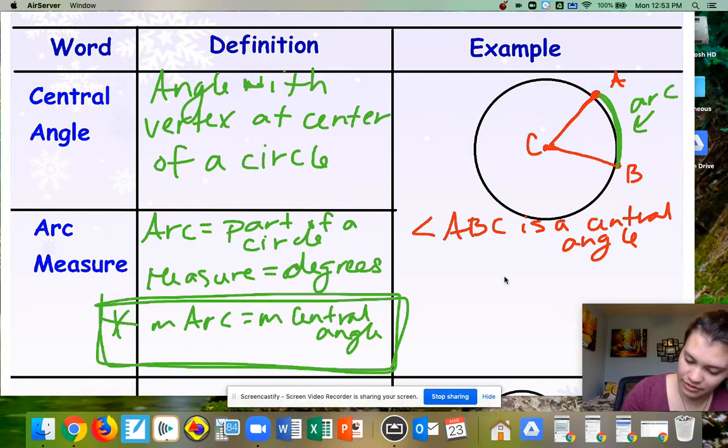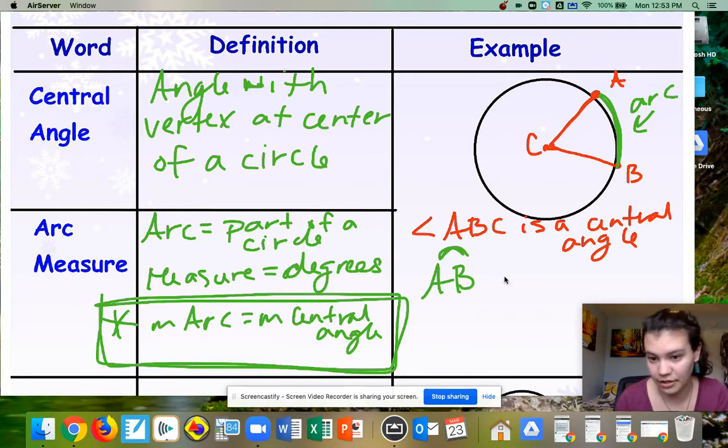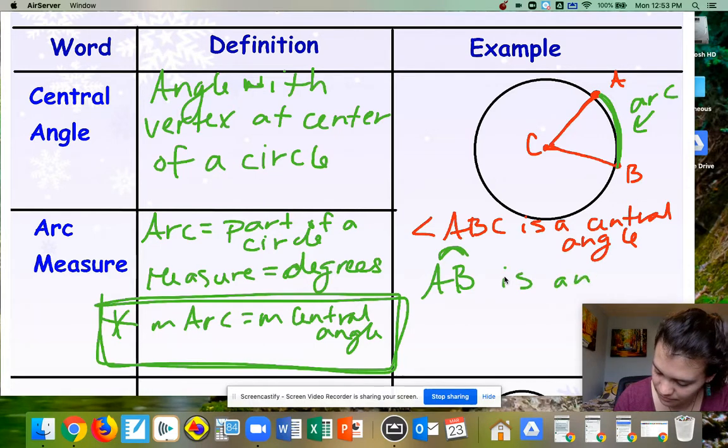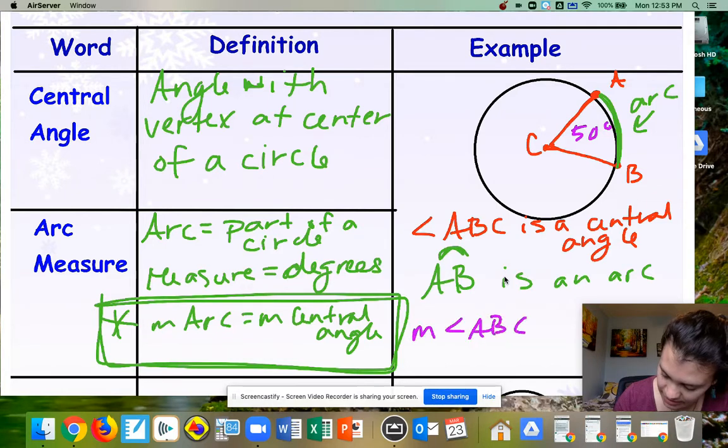So then over here, keeping the same color, AB is going to be your arc, and you mark an arc with a little arc over the picture. And then if I label this angle, if we say this is 50 degrees, then you can say the measure of angle ABC equals the measure of your arc AB, which then is 50 degrees.